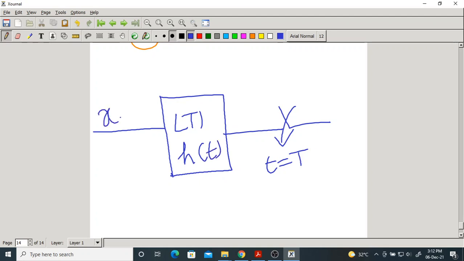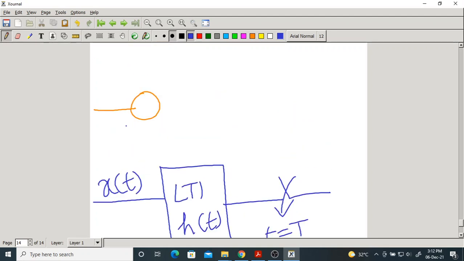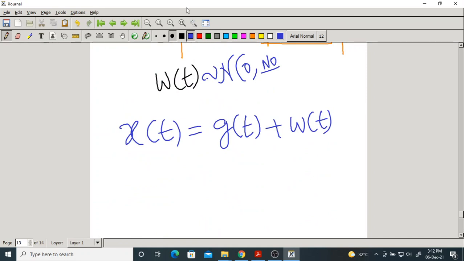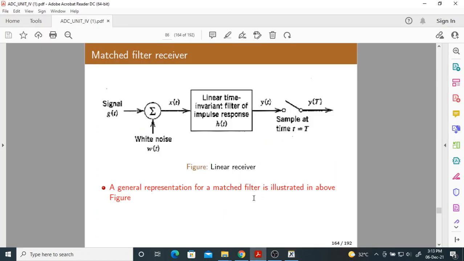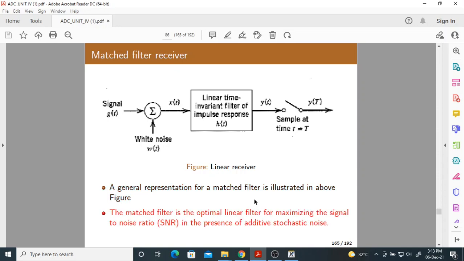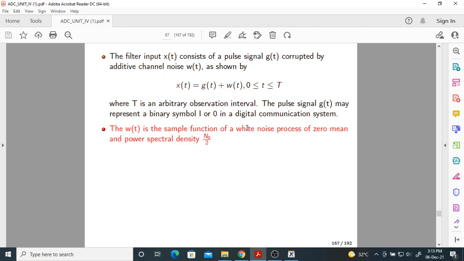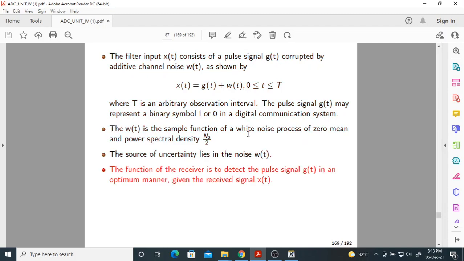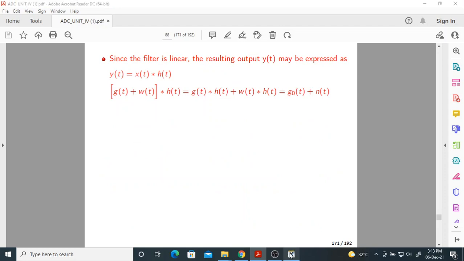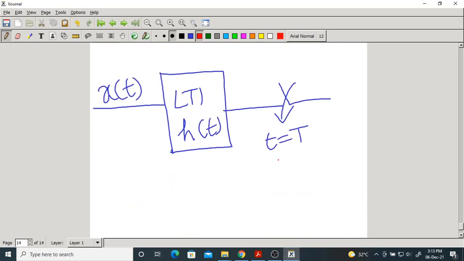Now input is x of t. x of t is a received signal which is a combination of the transmitted signal plus noise. This is the signal component, this is the noise component. g of t is a modulated version, you just assume like that. Okay, this is about noise. Now let me study here.